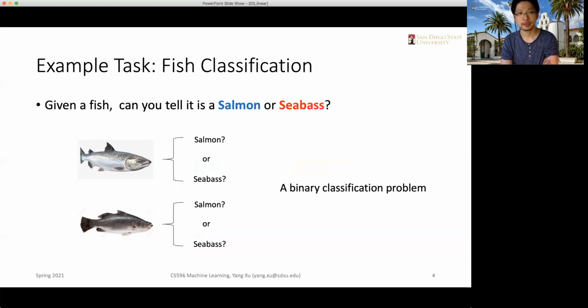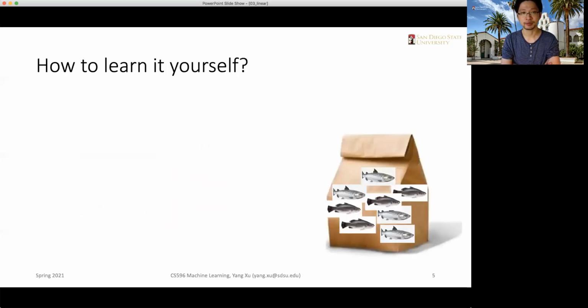So let's see a simple fish classification task. The task is, given a picture or a real fish, to tell whether it is a salmon or sea bass. It's a simply defined classification problem. It's a binary classification problem.